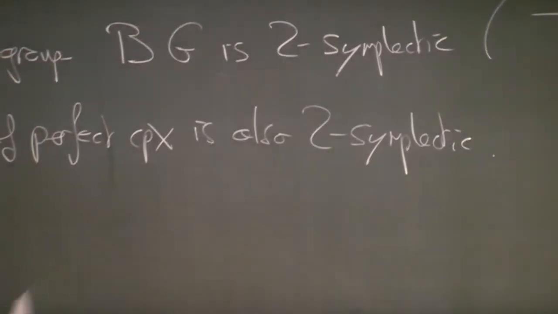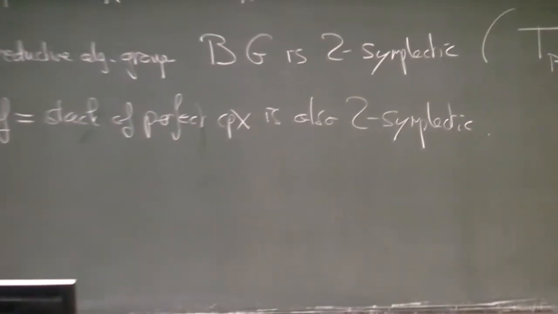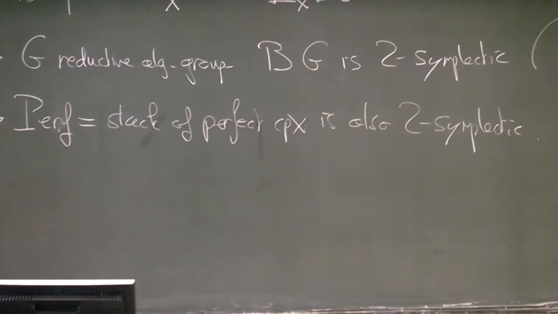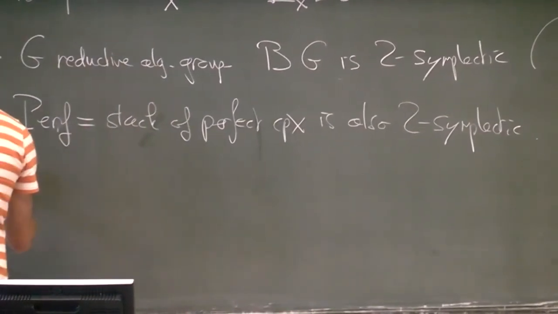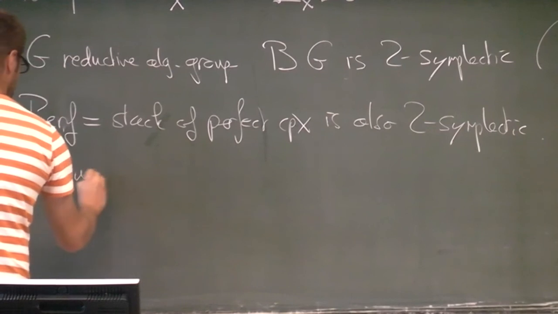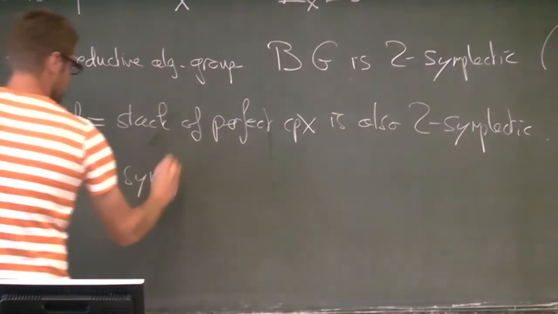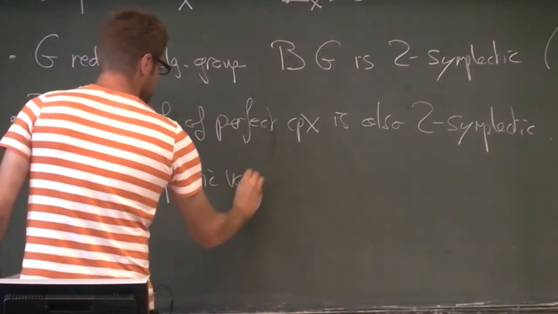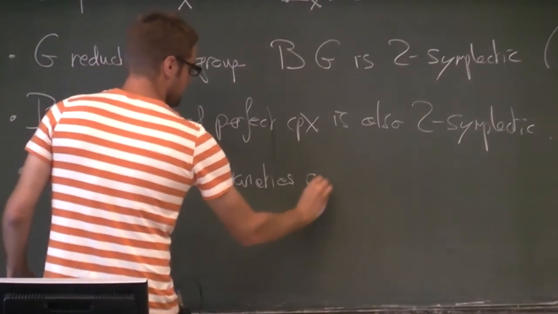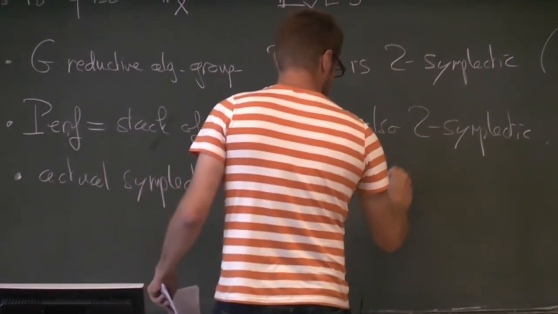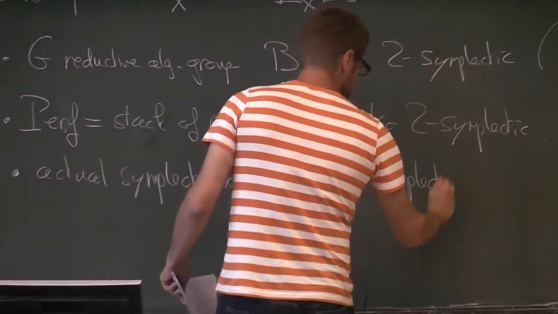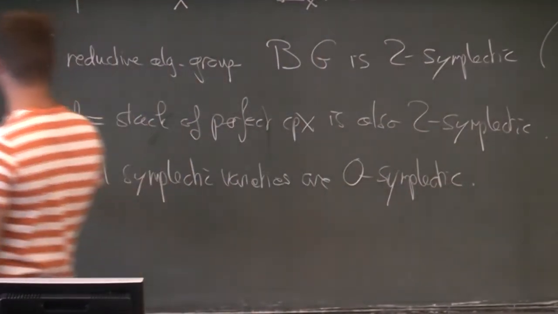This stack is almost the same as BGLN, so it's almost the same example. And of course, actual symplectic varieties are just zero symplectic in this sense. Okay.